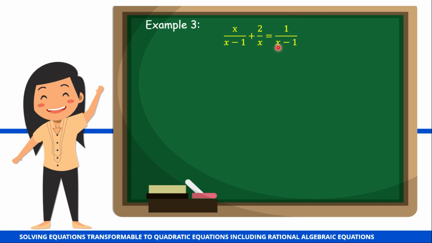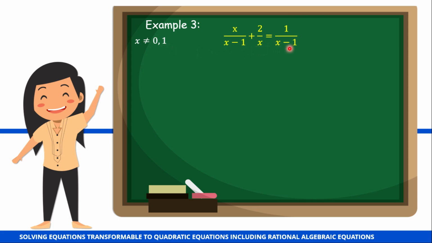And dito naman sa ating pangatlong denominator, kagaya lamang ng nasa unang denominator, hindi natin maaaring gamitin ang positive 1. Kasi kapag ipinalit natin ang positive 1 sa x, 1 minus 1, that is 0. So mayroon tayong dalawang values ng x na restricted or hindi natin maaaring gamitin sa equation na ito. Yun ay ang 0 at positive 1. Now, mayroon na tayong restrictions.